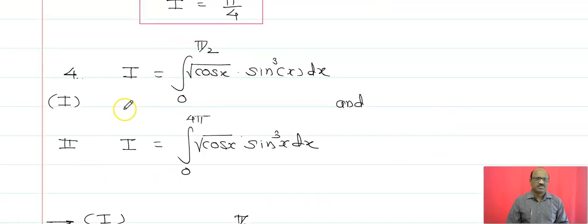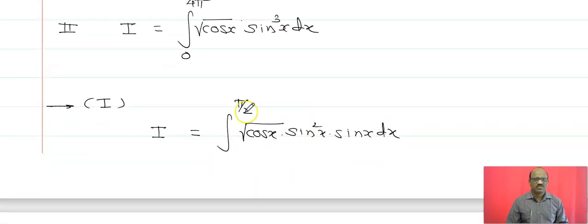Now the next problem, that is integral I equals 0 to pi by 2 root of cos x into sine cube x dx. And this problem has two types of limits. I had solved it in two different ways. The first limit is 0 to pi by 2 and the second limit is 0 to 4 pi, that is I equals integral 0 to 4 pi root of cos x into sine cube x dx. Now first we'll solve integral 0 to pi by 2.